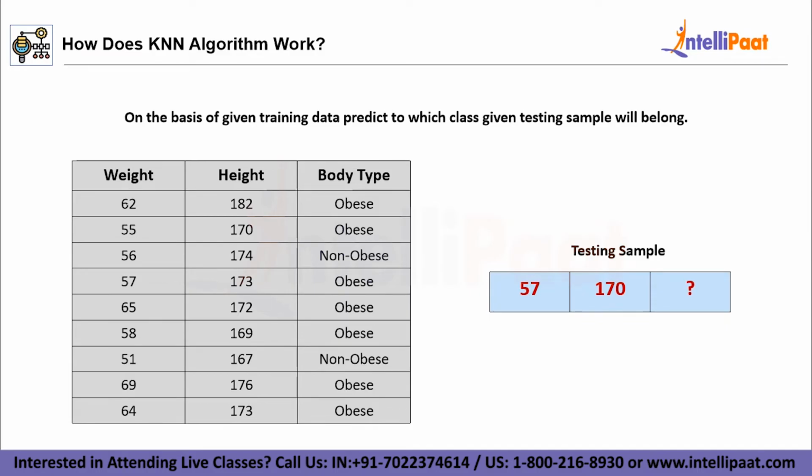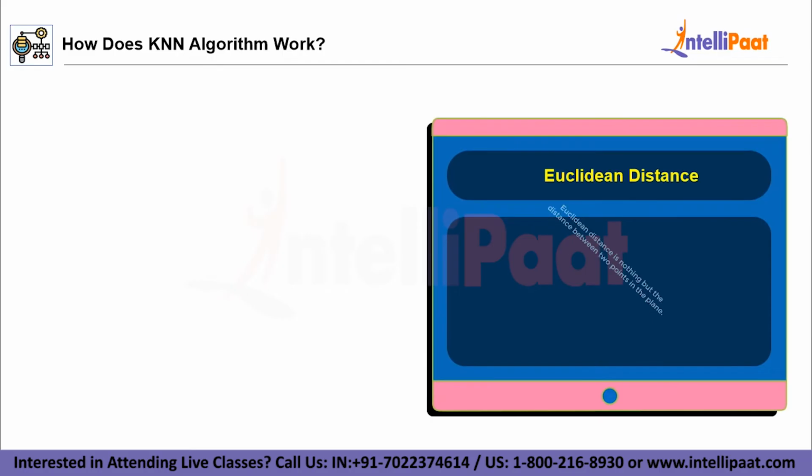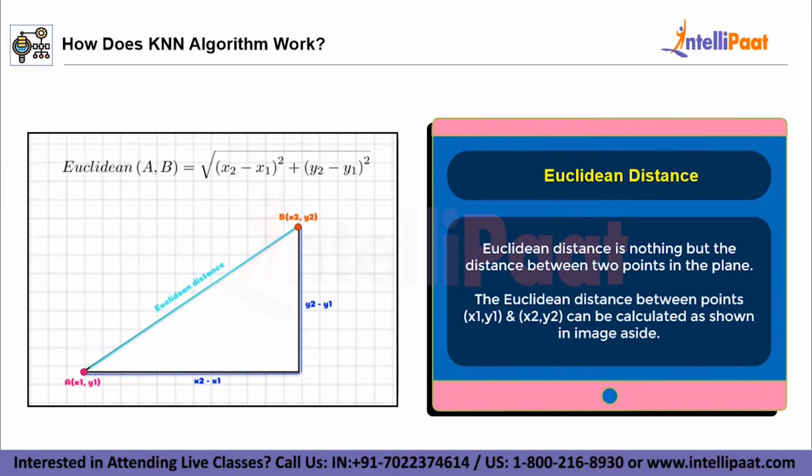To solve this problem with the KNN algorithm, first of all, we'll need to figure out the closest neighbors to the data point. And to do that, we'll have to calculate the Euclidean distance between the test point and each other point in the training sample. Now, what exactly is this Euclidean distance? Well, the Euclidean distance, according to its formula, is nothing but the distance between 2 points in a plane. Now, suppose I have 2 points, one with coordinates x1, y1, and the other one with coordinates x2, y2. Then the Euclidean distance will be given by the square root of (x2 minus x1) squared plus (y2 minus y1) squared.